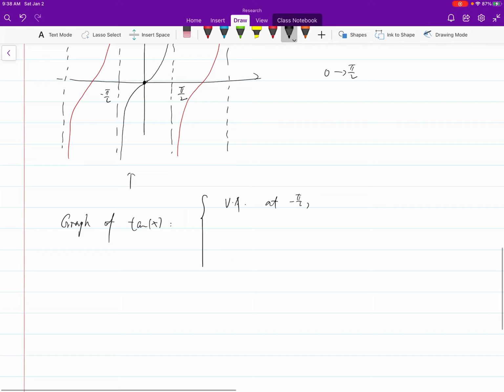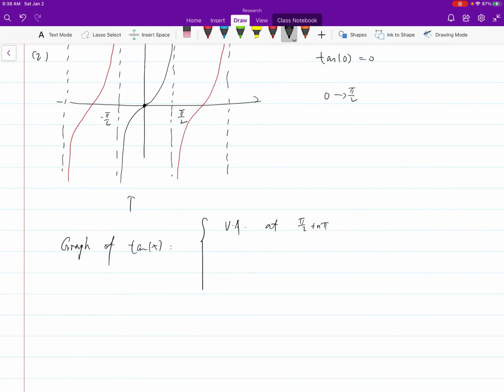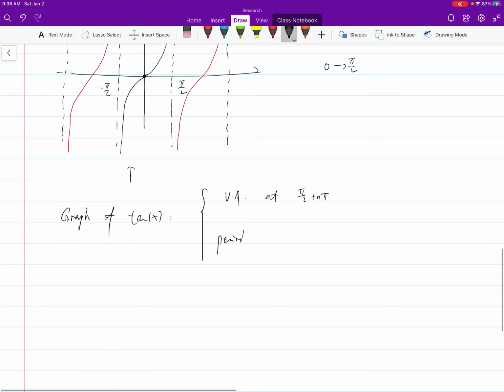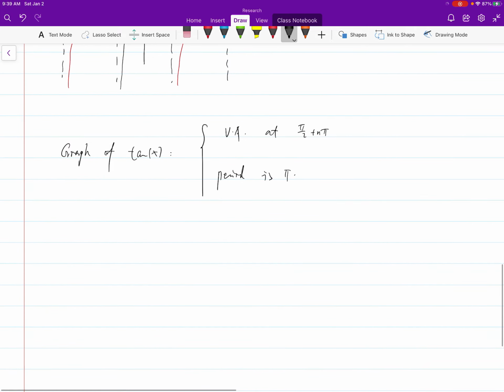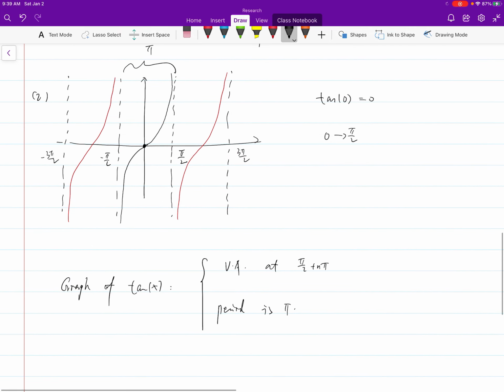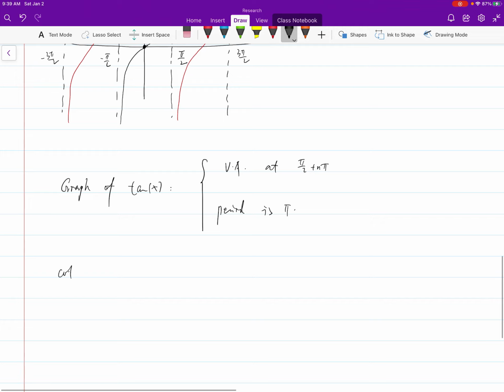So in the exam, if I ask you to draw the graph of tangent, again, I need you to show the following things. You need to show the vertical asymptote at pi over 2 plus n pi. You also need to show me that this one has a period of pi. So I think the best way to do it is draw the vertical asymptote, draw the graph within from negative pi over 2 to pi over 2, and then repeat that once to the right, once to the left, so I know that you understand that this is going to be a period of pi. Okay, so that's the graph of the tangent.